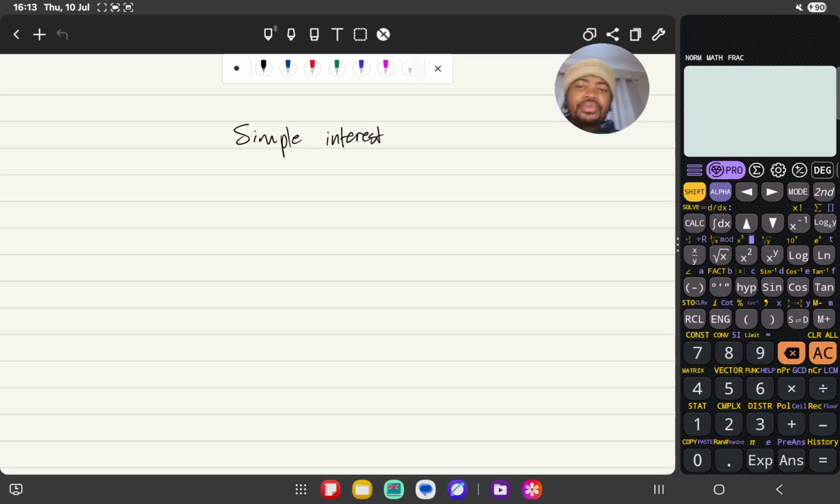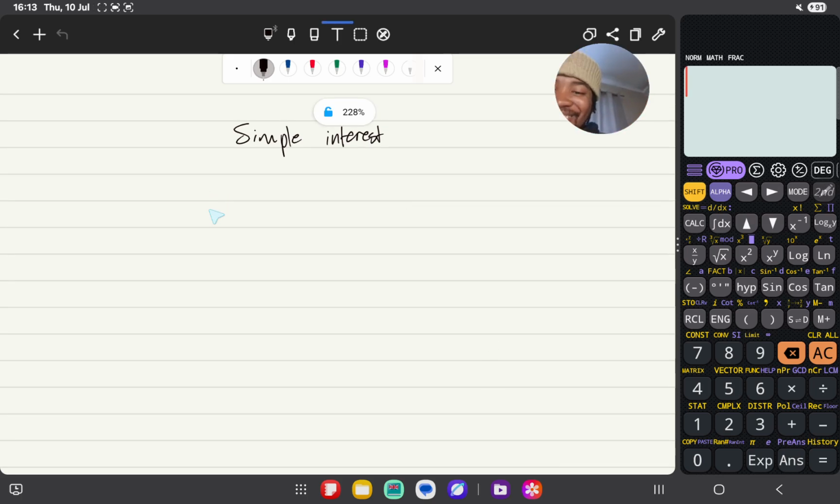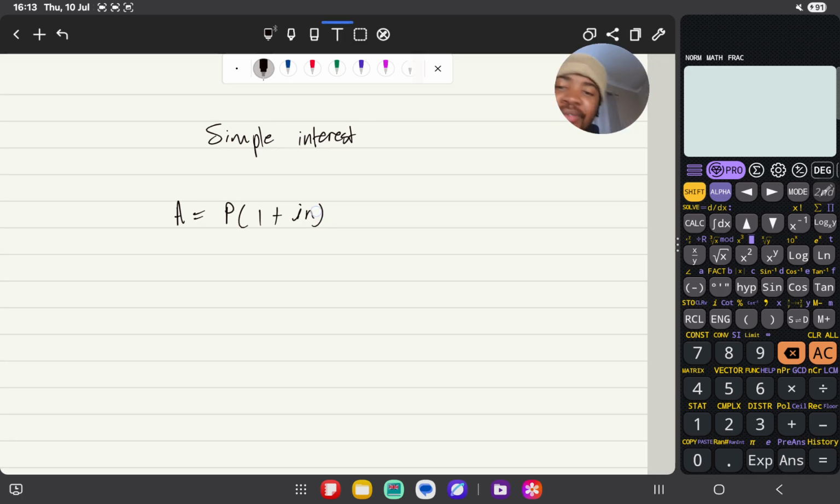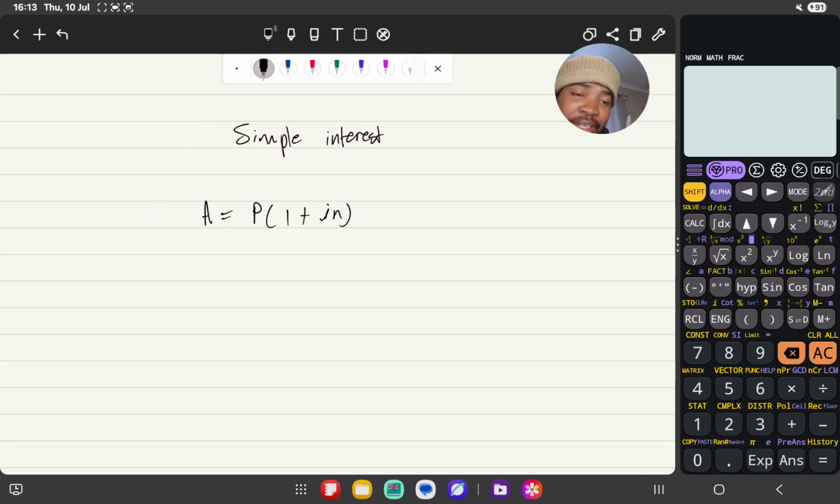Cool. So the formula that we're going to derive at the end of the derivation is A equals P into 1 plus i n. That is the formula that we'll have at the end of our derivation.